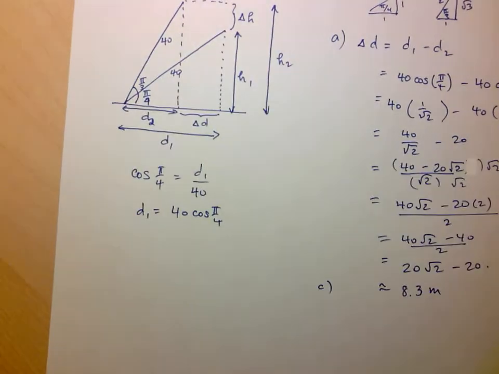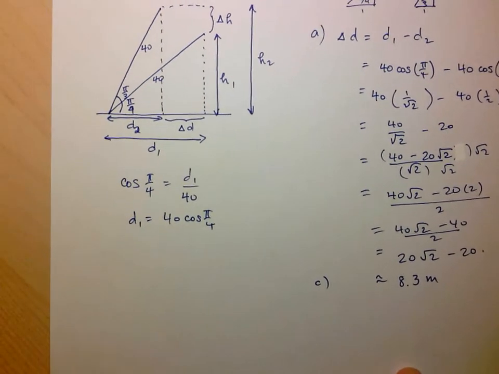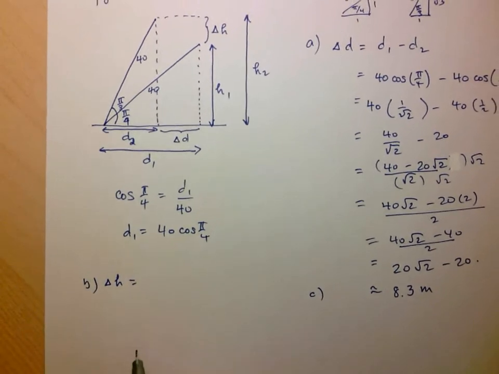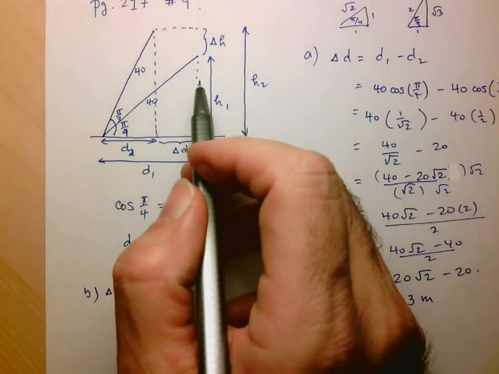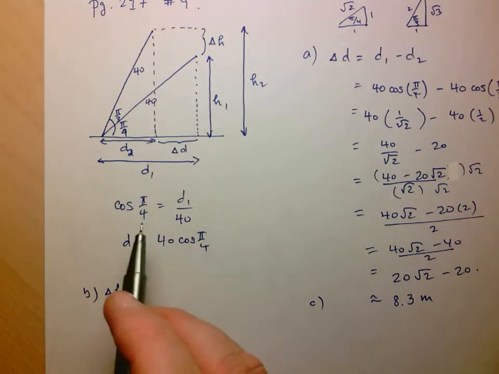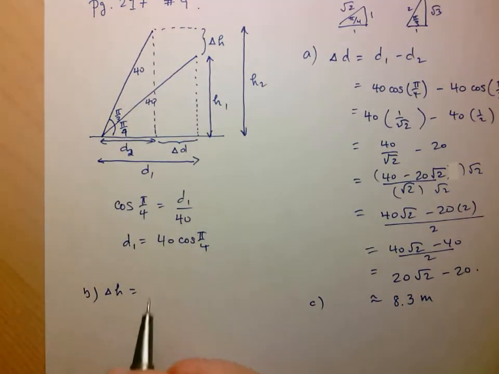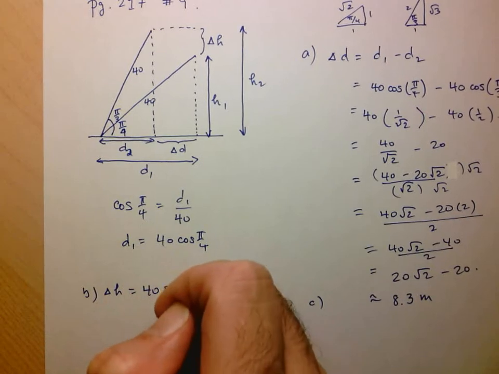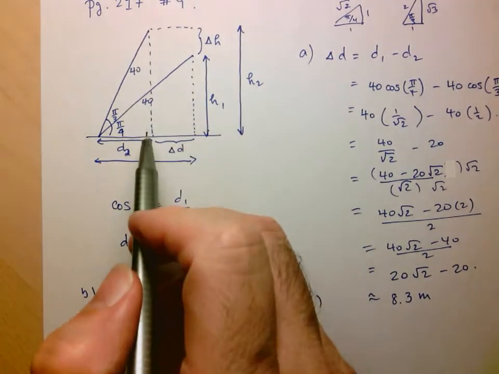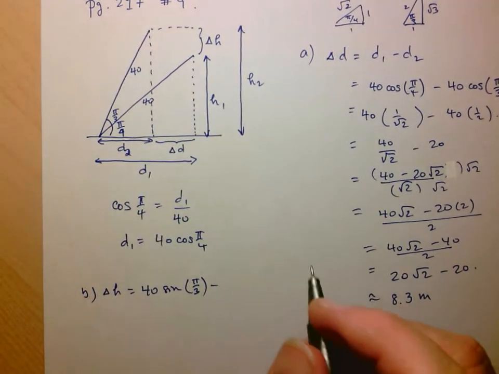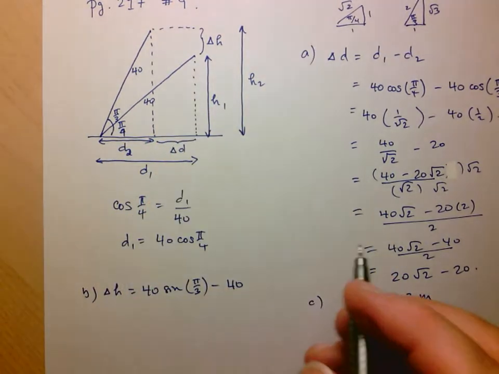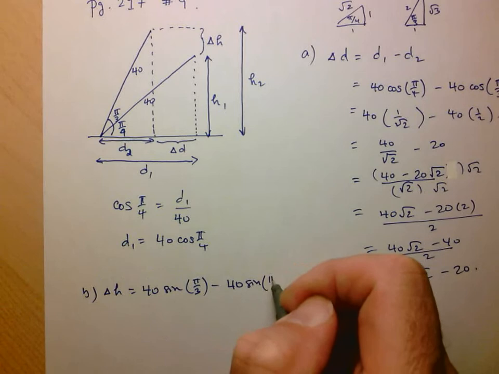Okay, so now I'm going to do something very similar for part B, to find delta H. So again, delta H is H2 minus H1. So here H1 will be from the pi over 3 triangle. So I'm not going to go through this process again. In this case here, it's just going to be 40 times sine of pi over 3, since I'm working with the opposite side, and here I'm going to be subtracting 40 times the height from the pi over 4 triangle, which will be sine of pi over 4.